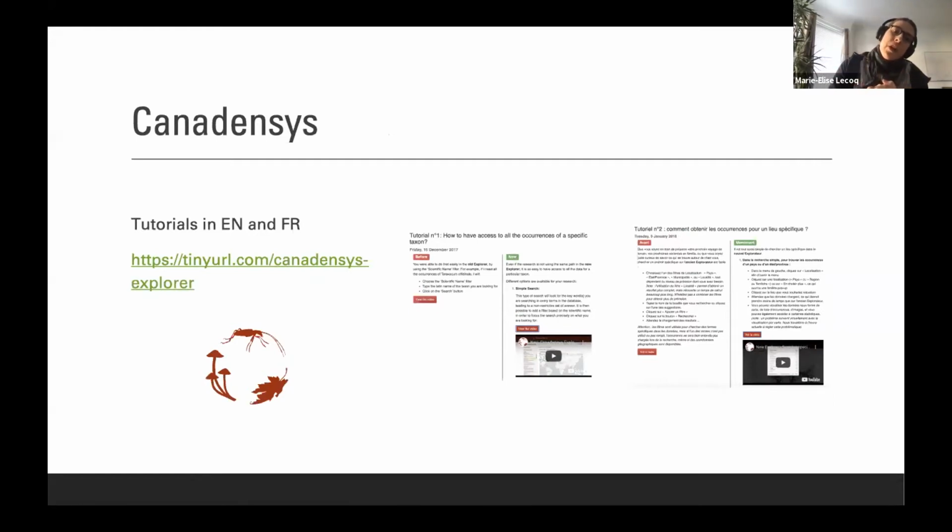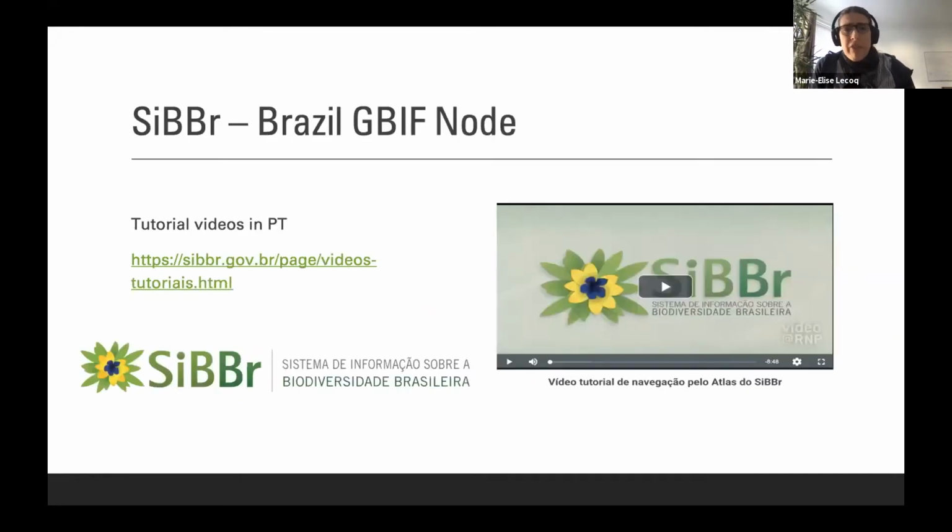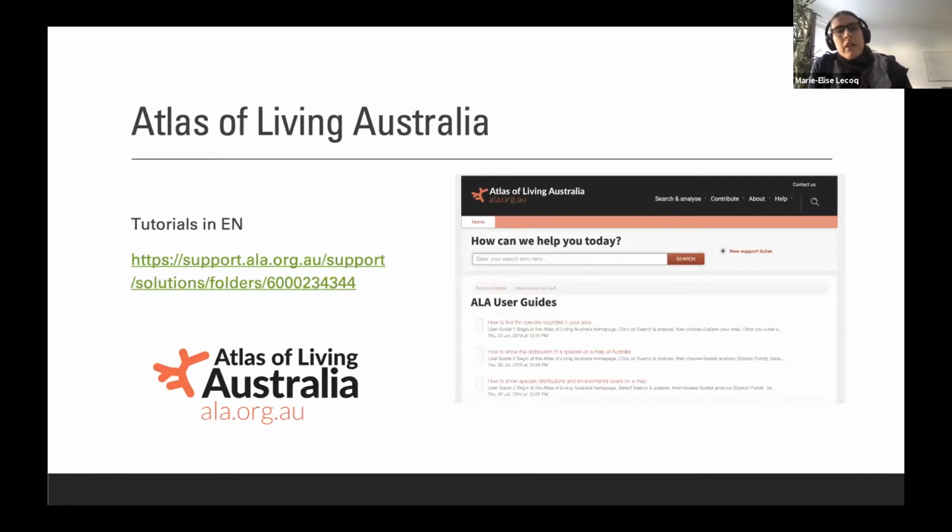Canadensis is one of the first participants who decided to go from an old data portal to the Living Atlases, the Atlas of Living Australia platforms. So they did a tutorial to compare both tools. We also have a tutorial video in Portuguese done by the Brazil GBIF node, and obviously the Atlas of Living Australia user guides.